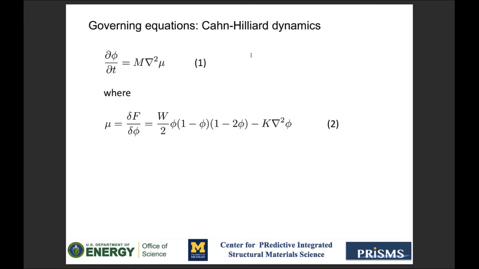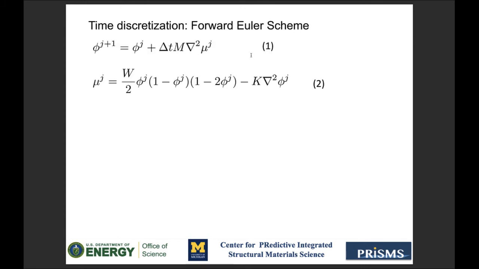But first, let's review the dynamics, which will describe the evolution of the system after we've placed the nucleus. So, since we want conserved dynamics, we use the Cahn-Hilliard equation, which for convenience will be split into two coupled equations so that we do not have to calculate a fourth-order derivative. And for PRISMS-PF, we need to discretize the equations in time using the forward Euler scheme.